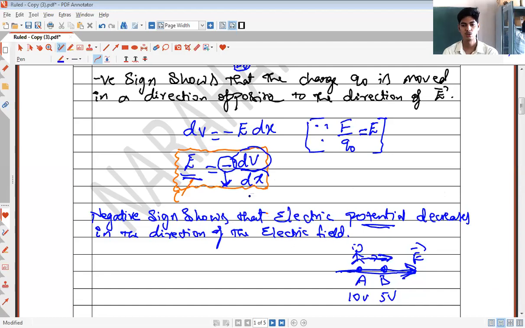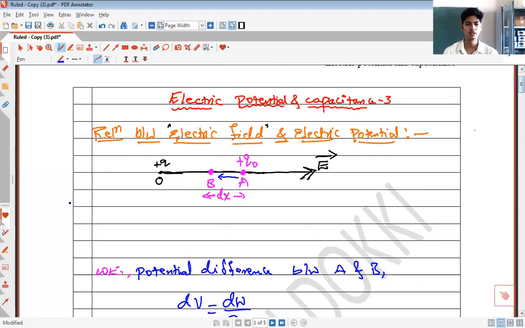Yes. So this is regarding the relationship between electric field and electric potential. We'll quickly see what we have done in this relationship. In order to obtain the relationship between electric field and electric potential, I have considered a source charge plus Q placed at point O in vacuum.